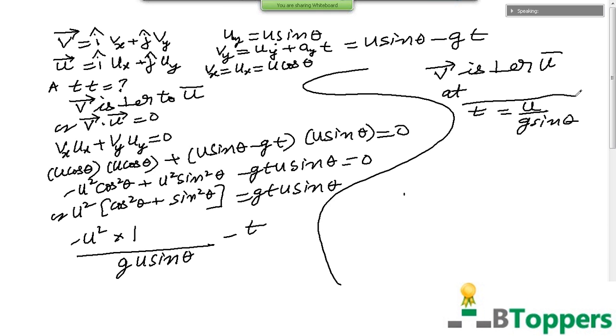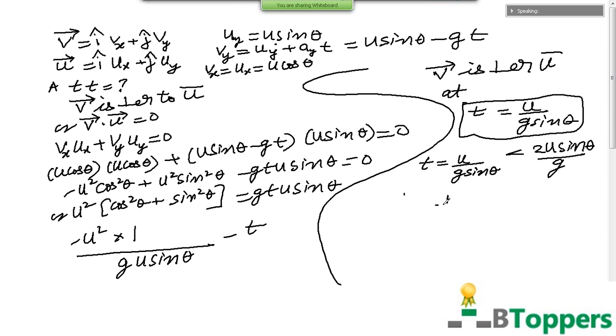Of course, this conclusion is valid only when this time t is not more than the time of flight of the projectile. So in general, if the body is projected at an angle theta above the horizontal, you can conclude that v bar is perpendicular to u bar at the instant of time t equal to u by g sin theta. This conclusion is valid when the above instant is during the time of flight. That means this should be less than the time of flight. The time of flight is given by 2u sin theta by g. So 1 by 2 is less than sin square theta, or sin square theta should be greater than 1 by 2.